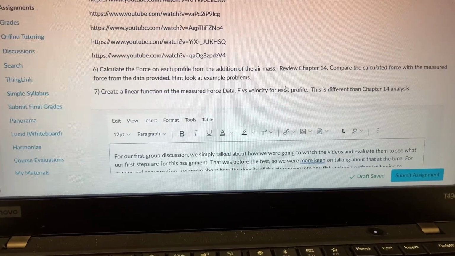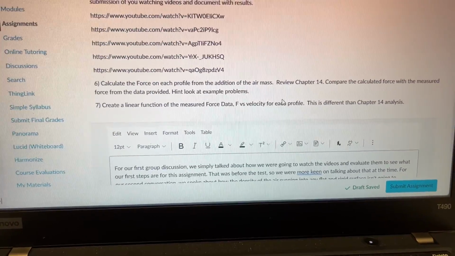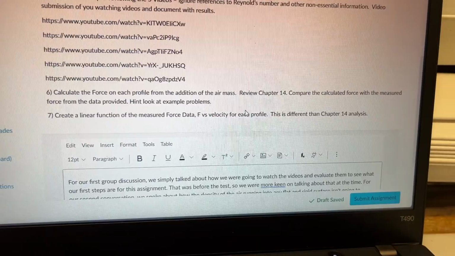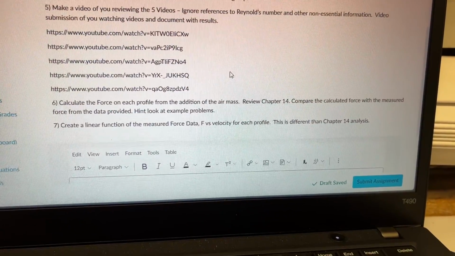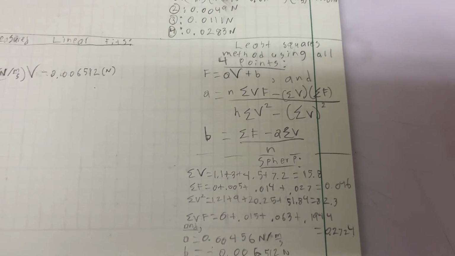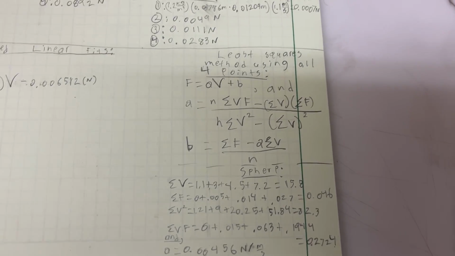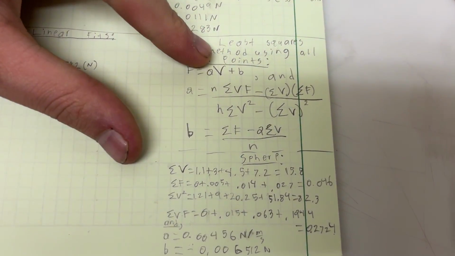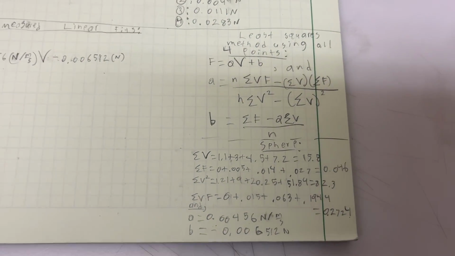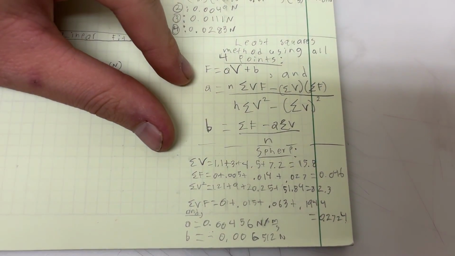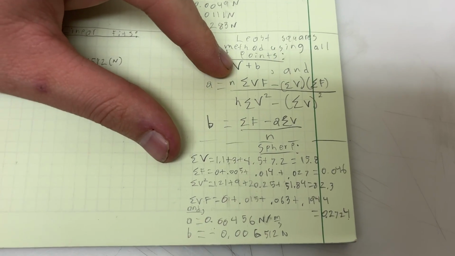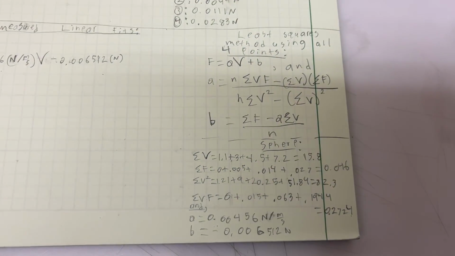And then for number 7, it says create a linear function of the measured force data, force versus velocity, for each profile. So at first I thought I could use a point slope formula, but I figured that's not super accurate. So then I figured out I could use a least squares method using all 4 of the points. So force is equal to A times velocity plus B.